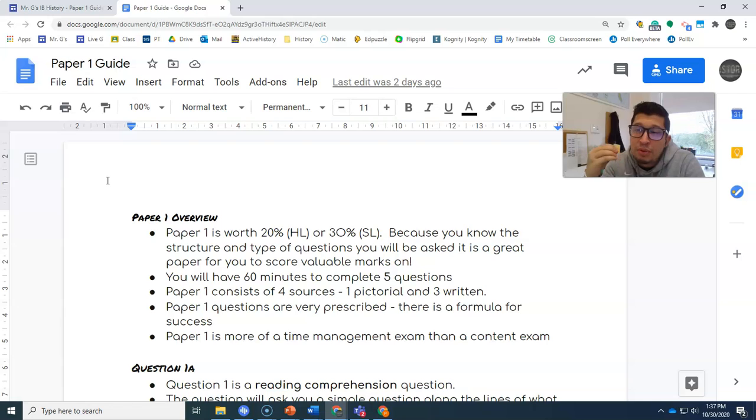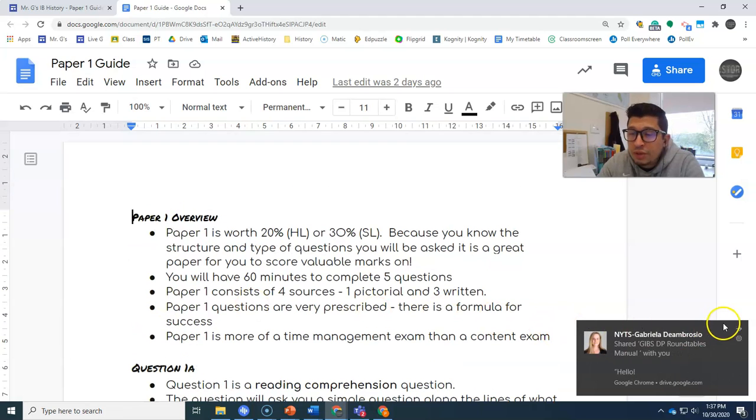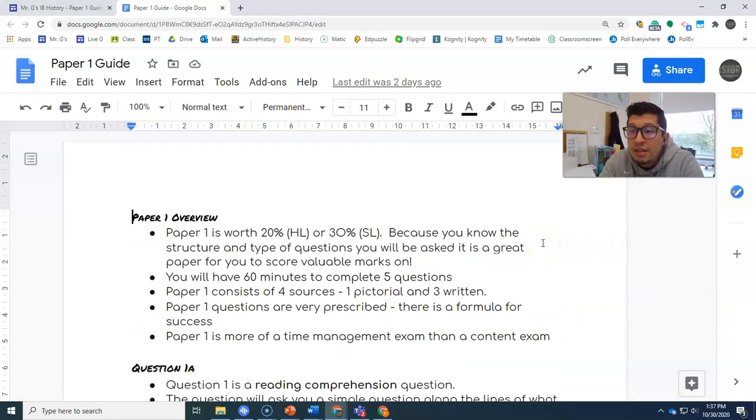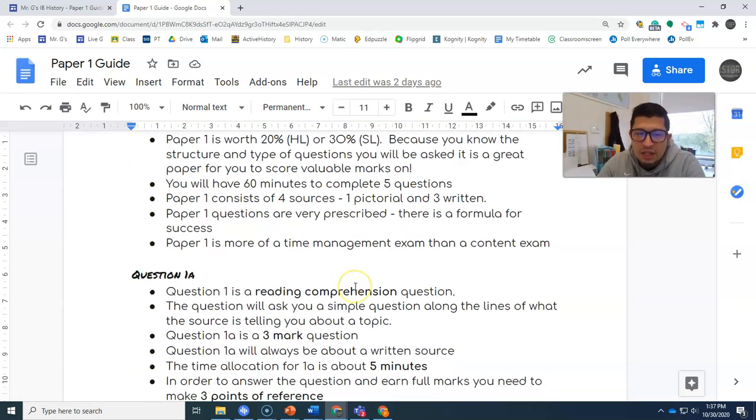This is a very prescribed exam. There is a formula for success. If you follow my formula, you will succeed. If you don't follow the formula, you will not succeed. Very simple. My students have done very well on Paper One in the past, and I want to continue that trend. Please let me know if you have questions. Also, Paper One is a timed exam, so it's more of a time management exam than a content exam. Let's get into the questions.